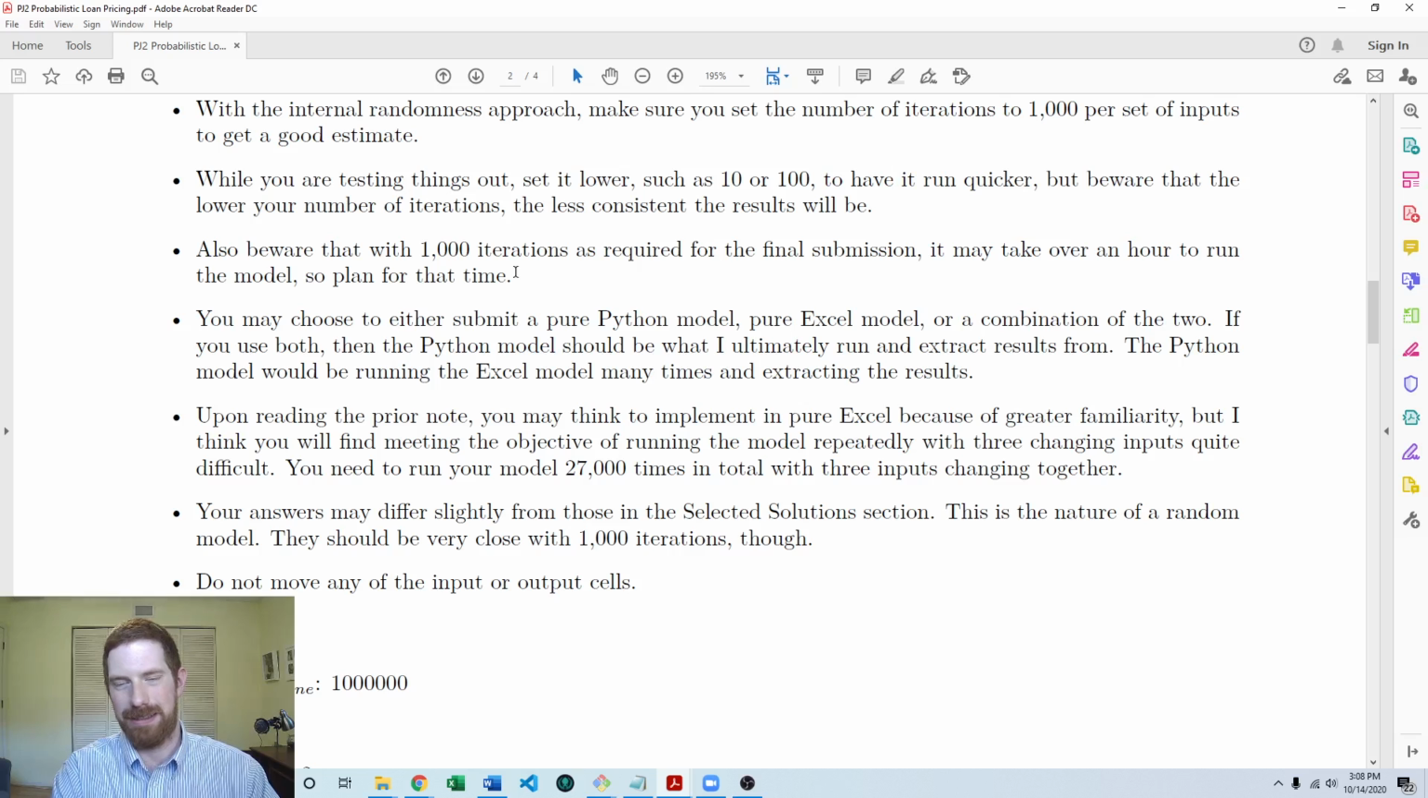And if you've got an Excel model or a combination model, we'll talk more on that in a moment, then it can take a substantial amount of time to run your model with all these iterations. So make sure that you're planning for that time and not just 11:55 p.m. You're done. Now let me try and run this thing with 1,000 iterations. Oh wait, it's taking way too long.